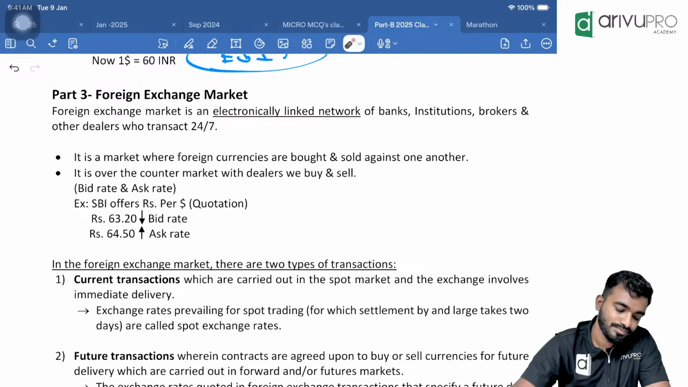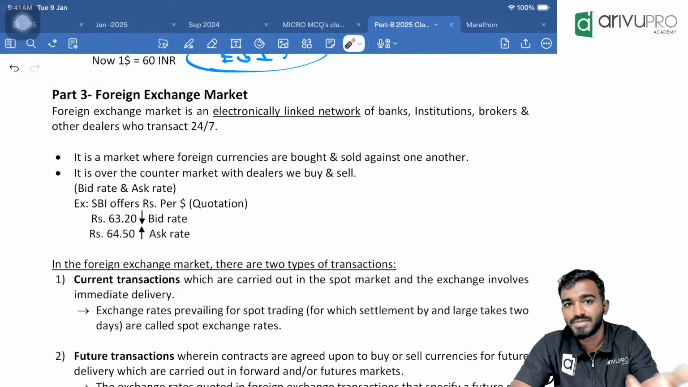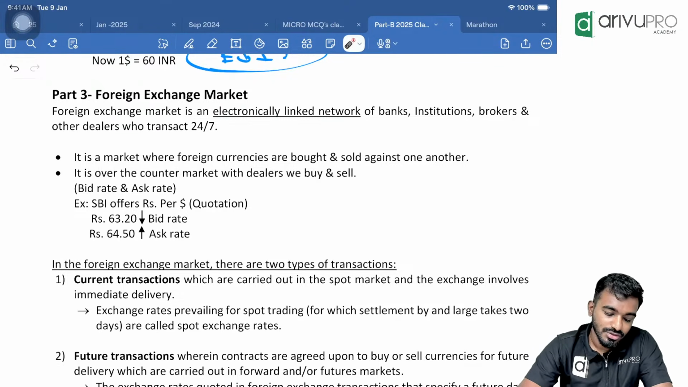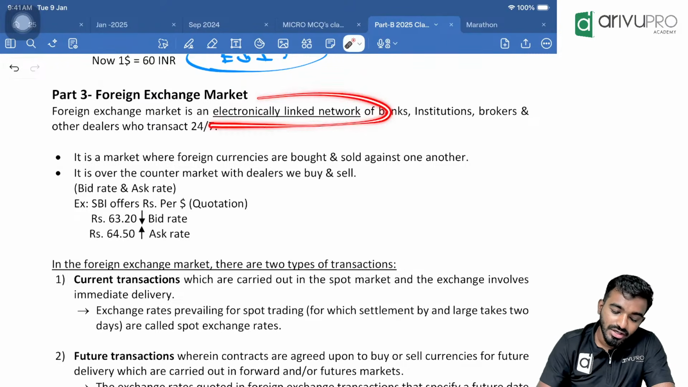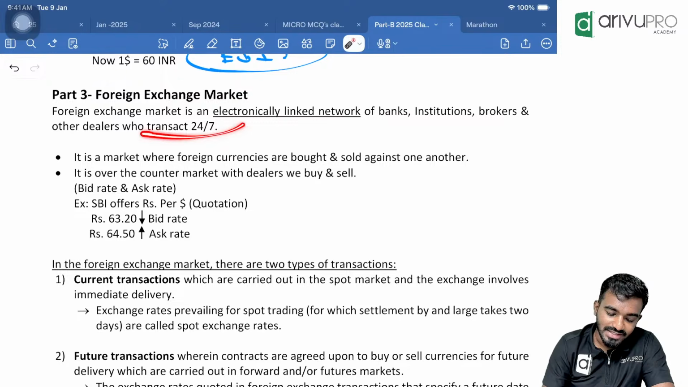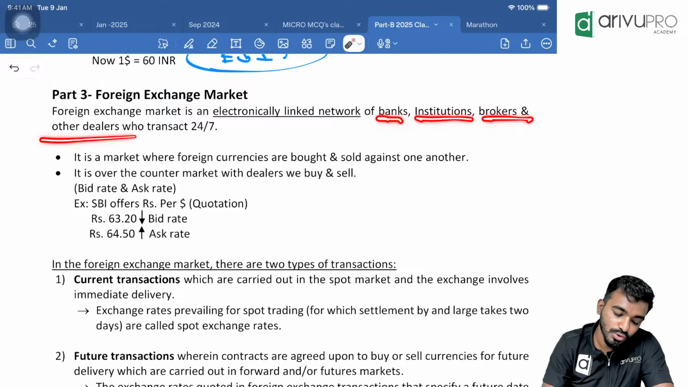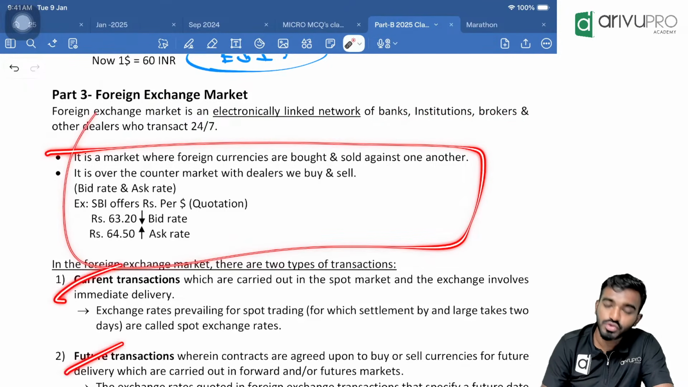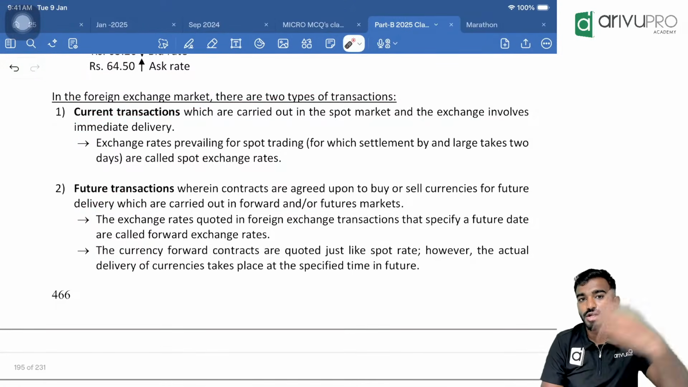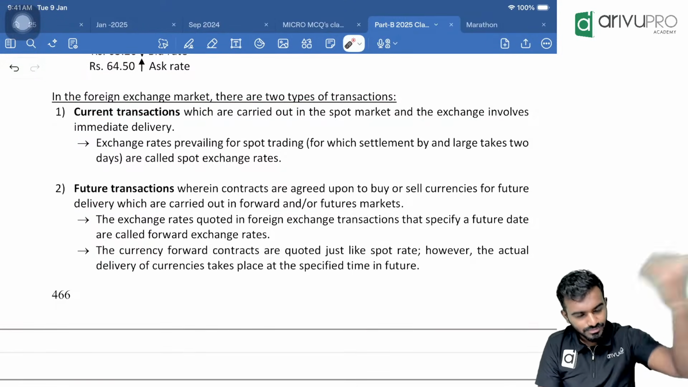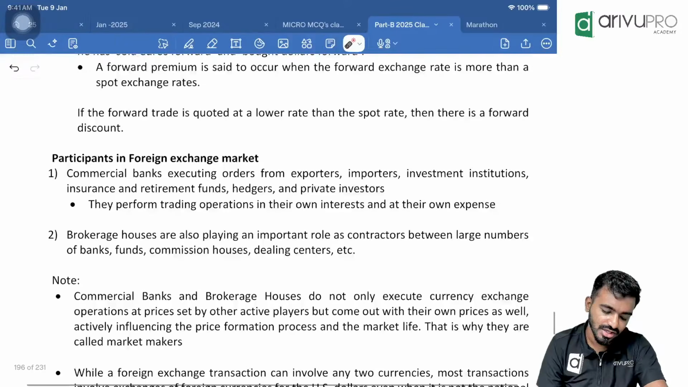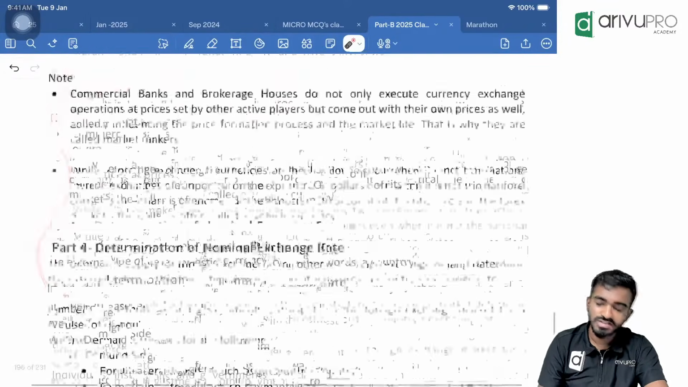Clear? So foreign exchange market, that is part number 3. What is this foreign exchange market? Simple concept. It is an electronically linked market where buyers and sellers transact 24/7. Who are the dealers in this foreign exchange market? Bankers, institutions, brokers, and other dealers who will transact 24/7. Spot rate or future rate. Spot rate is an over-the-counter market. I give a currency at one counter, I take the foreign currency at the other counter. That's it. The rest are read-only concepts.